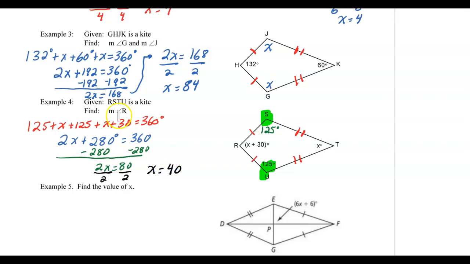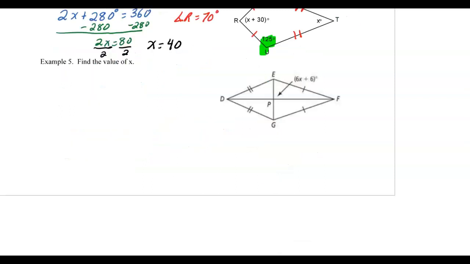Now in this problem, I want to know angle R. I just highlighted that in pink. So angle R is x plus 30. So angle R is 40 plus 30. So angle R is 70 degrees. This picture is not drawn to scale.